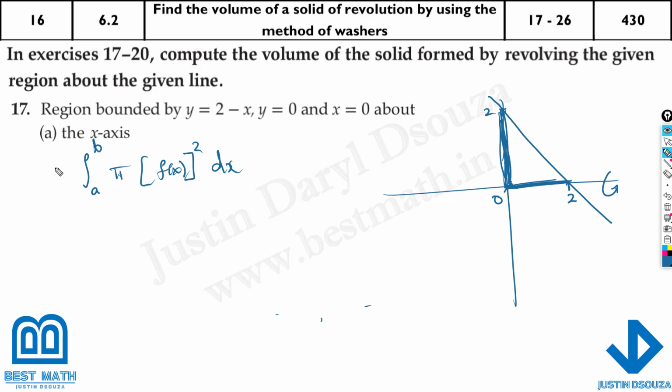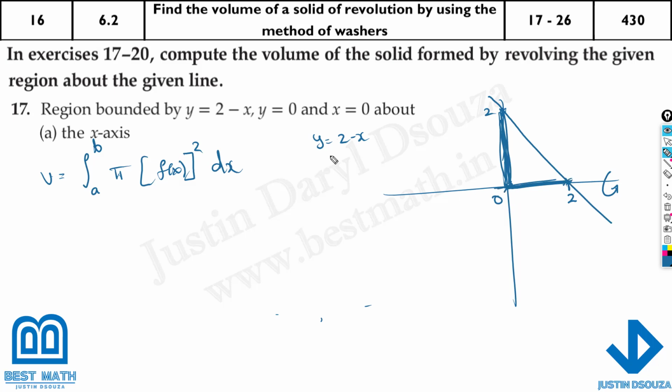Now, let's do the substitution. Volume is so much. I hope you remember I did the solving of this. We need to write that. It's a writing exam, isn't it? So y is equal to 2 minus x. What do you want? This point, what is the y value here?